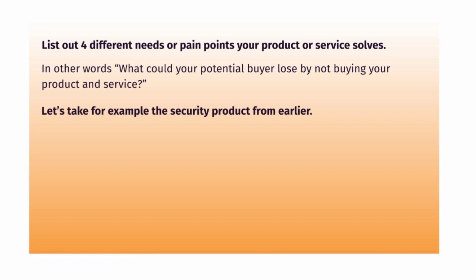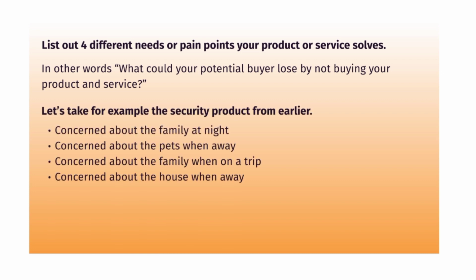Let's take, for example, the security product from earlier. So if we write down the 4 different needs or pain points that a security product in general would solve, we would know number 1, it would solve that anxiety and that fear and that concern about the family at night. Concern about pets when they're away. Concern about family when they are on a trip or anyone that's away. Concern about the house when they are away. So those are just 4 of the pain points that everybody most likely feels.